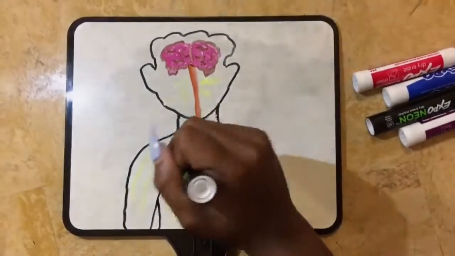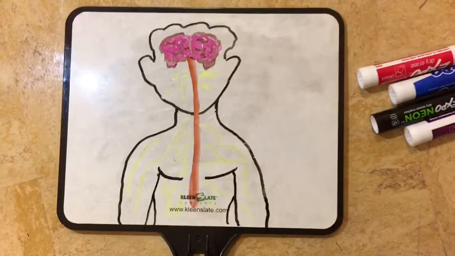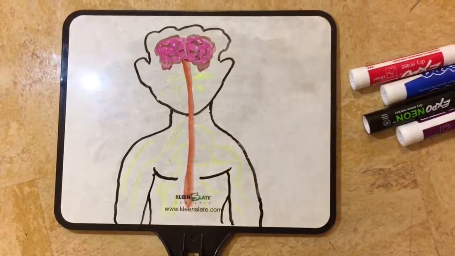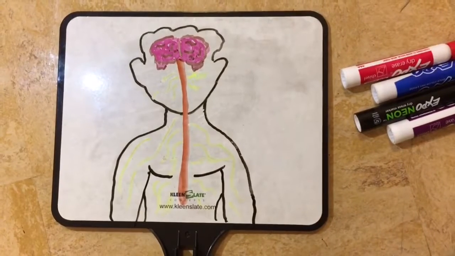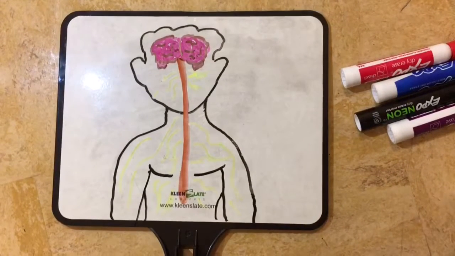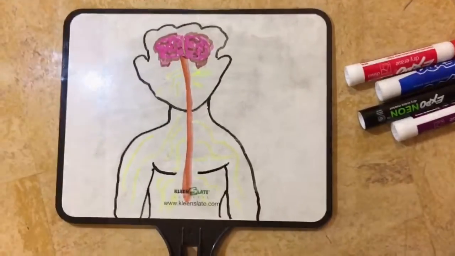The brain has three main parts: the cerebellum, the cerebrum, and the brainstem. The cerebellum controls motion, balance, and the ability to learn new things. The cerebrum controls senses, thoughts, and imagination. The brainstem controls digestion, heartbeat, and breathing.